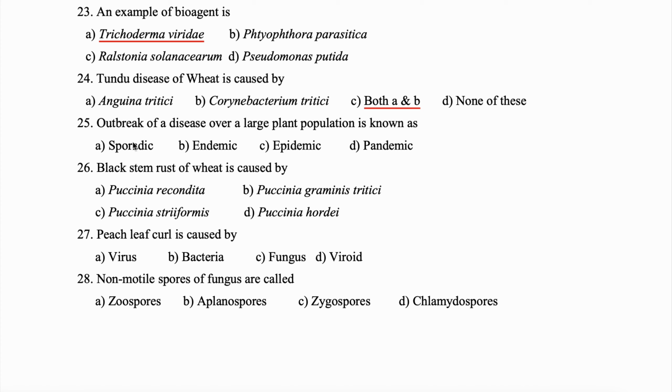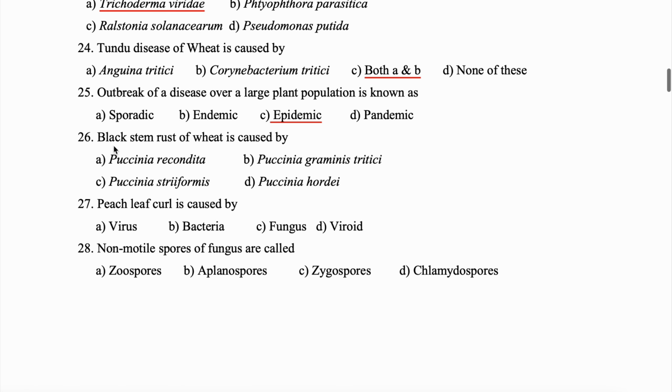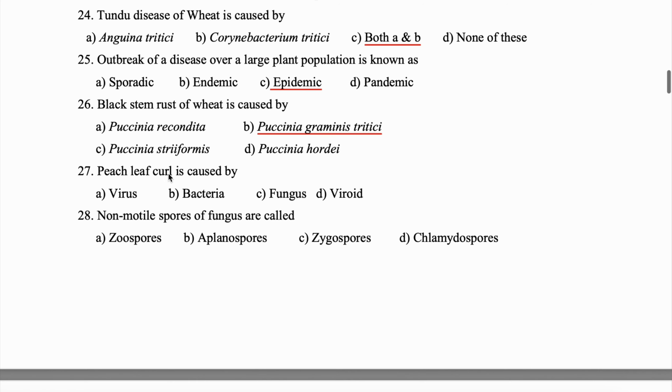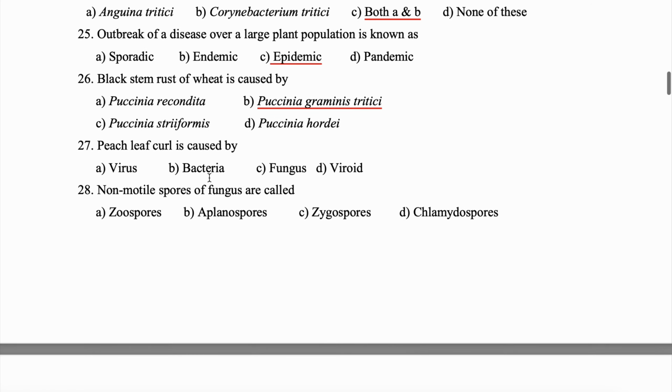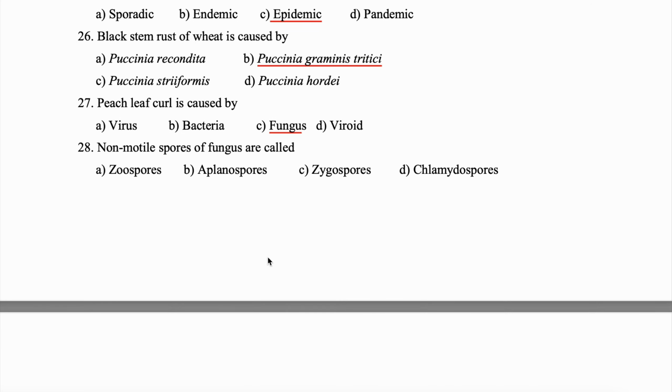Next question. Outbreak of disease over a large population. It will be epidemic. Next question. Black stem rust of wheat is caused by Puccinia graminis tritici. Next. Peach leaf curl is caused by fungus. Which fungus? It is Taphrina deformans.